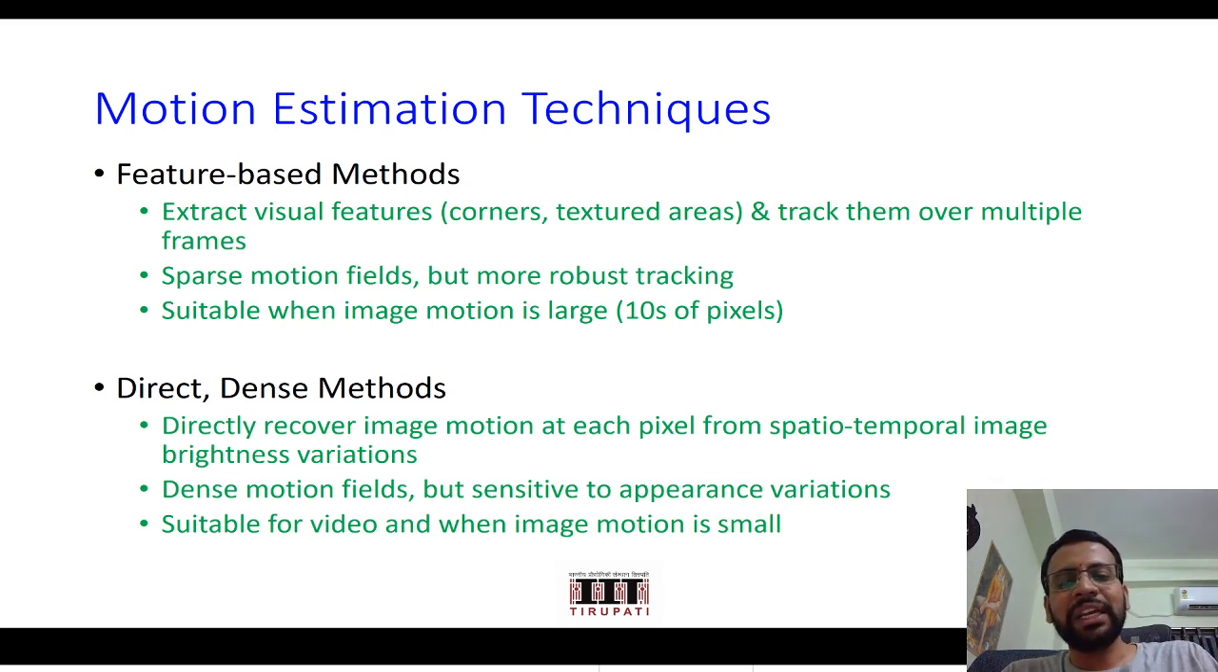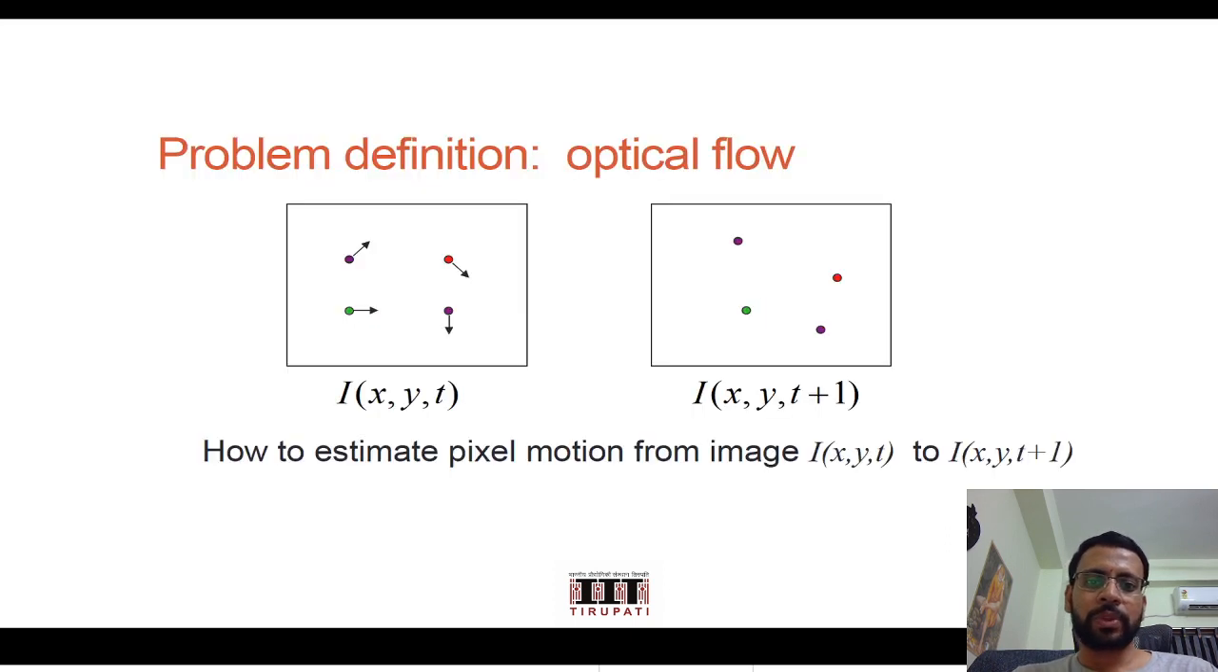The other category is direct dense methods, where at each and every pixel you compute the motion vectors, the velocity vectors in the x and y directions. This is what we would be discussing in this lecture and the next few lectures. More specifically, we will be talking about optical flow methods.